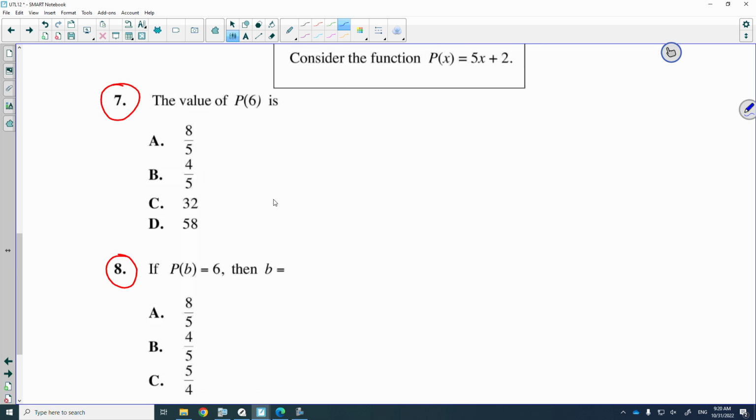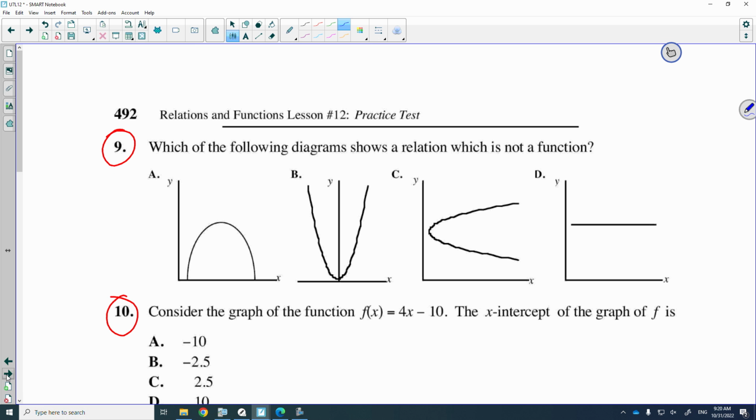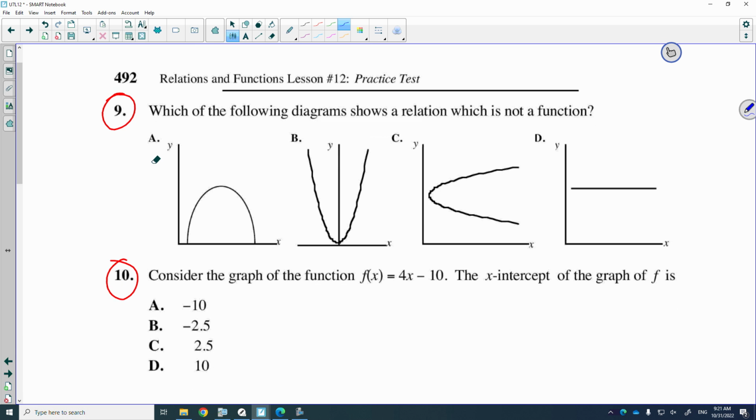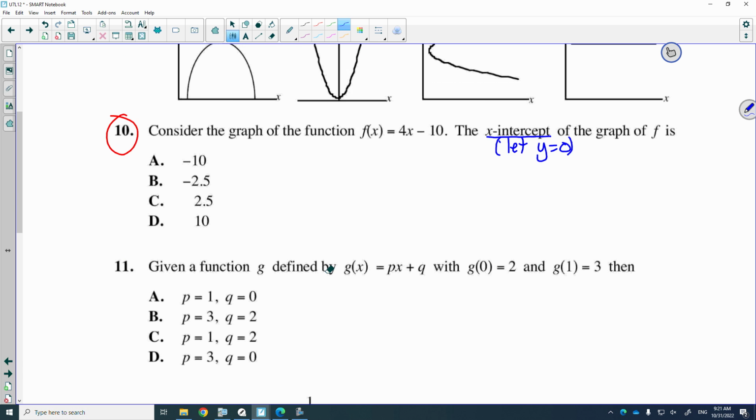Number 8, 9, 10, and for number 10, where it says x-intercept, underneath it just put let y equal 0. So the x-intercept of the graph for this guy here, let y equal 0.